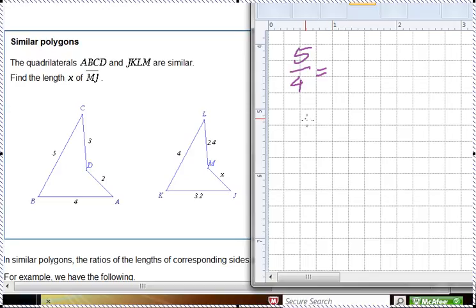Five divided by 4. 1.25. Thanks, Sky. All right, now here I have another question for you. What is 4 divided by, what's the corresponding side of the other figure? If this side is 4, what's the corresponding side? Is this one, this one, this one, or that one? 3.2, exactly. So what is 4 divided by 3.2?